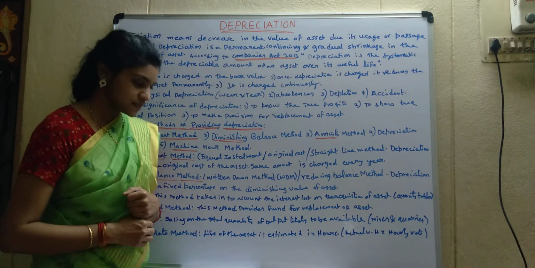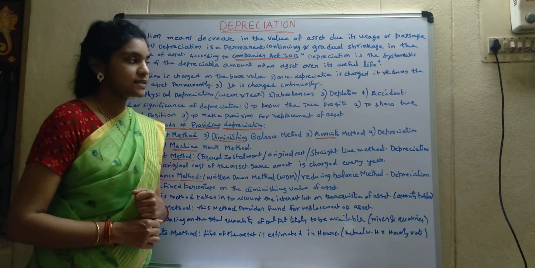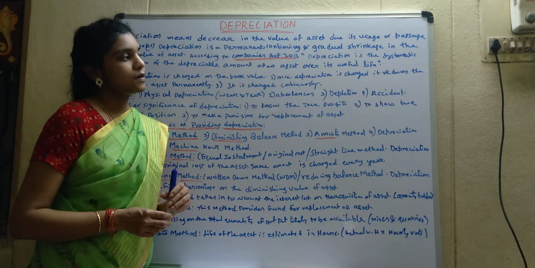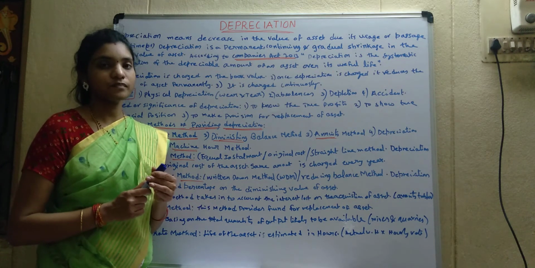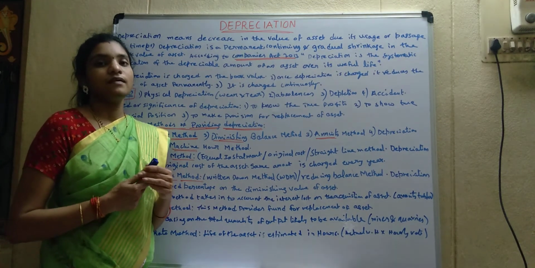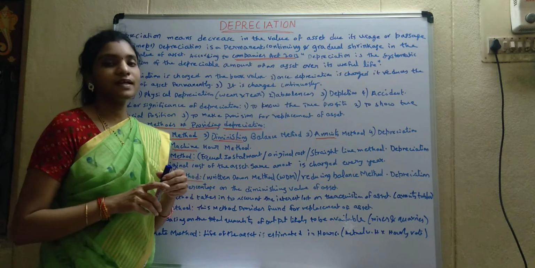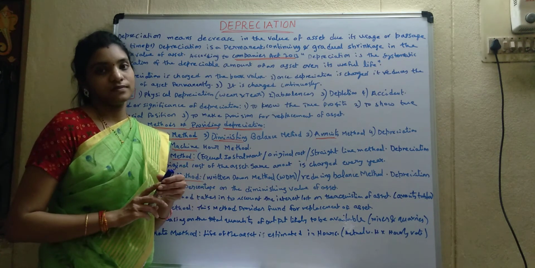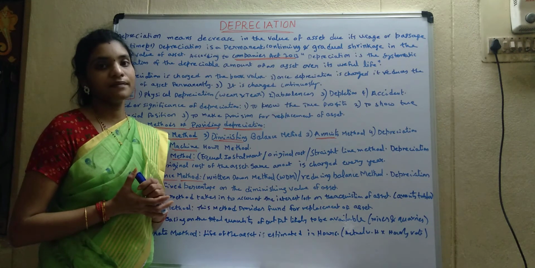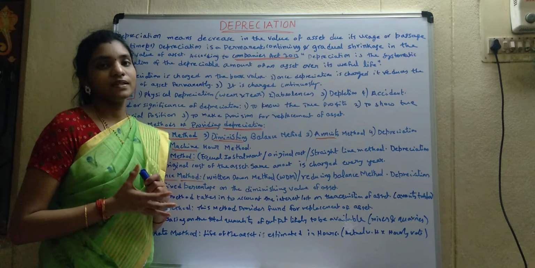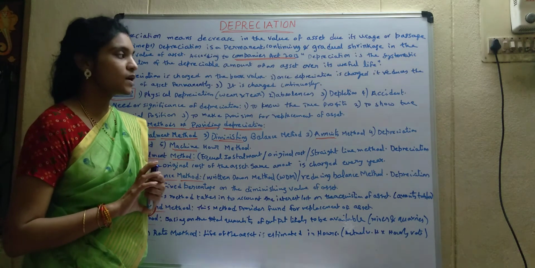Coming to obsolescence: if you buy a new machinery, the already existing machinery becomes outdated. Though it is in good condition, it may not be useful to us. That is called obsolescence. In that case it leads to depreciation. It reduces the value of the existing machinery or asset.